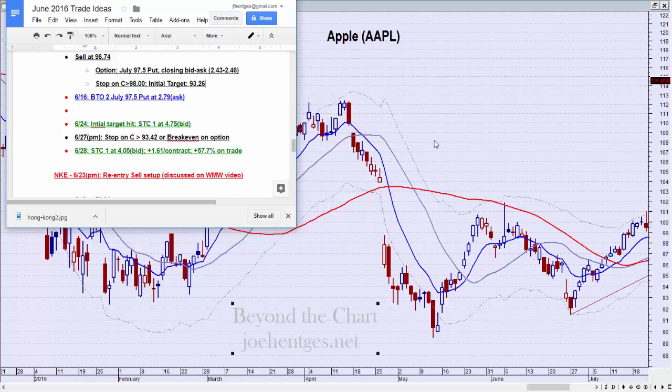All right, that's it on this trade idea, and I'll be having more of these as examples from the past few months coming out, so stay tuned for that.